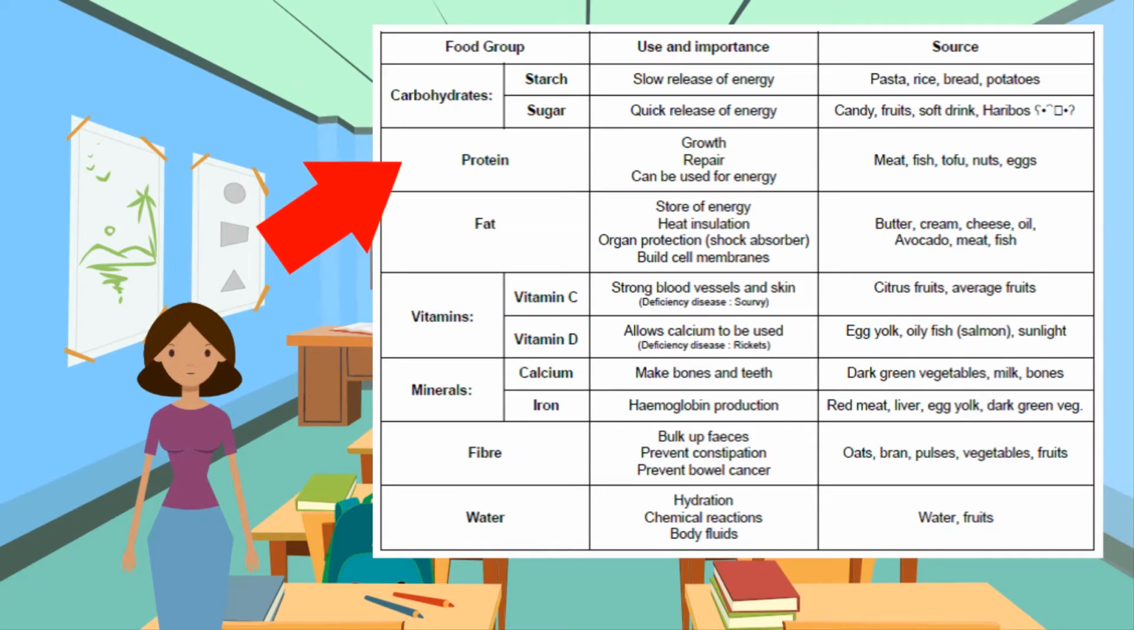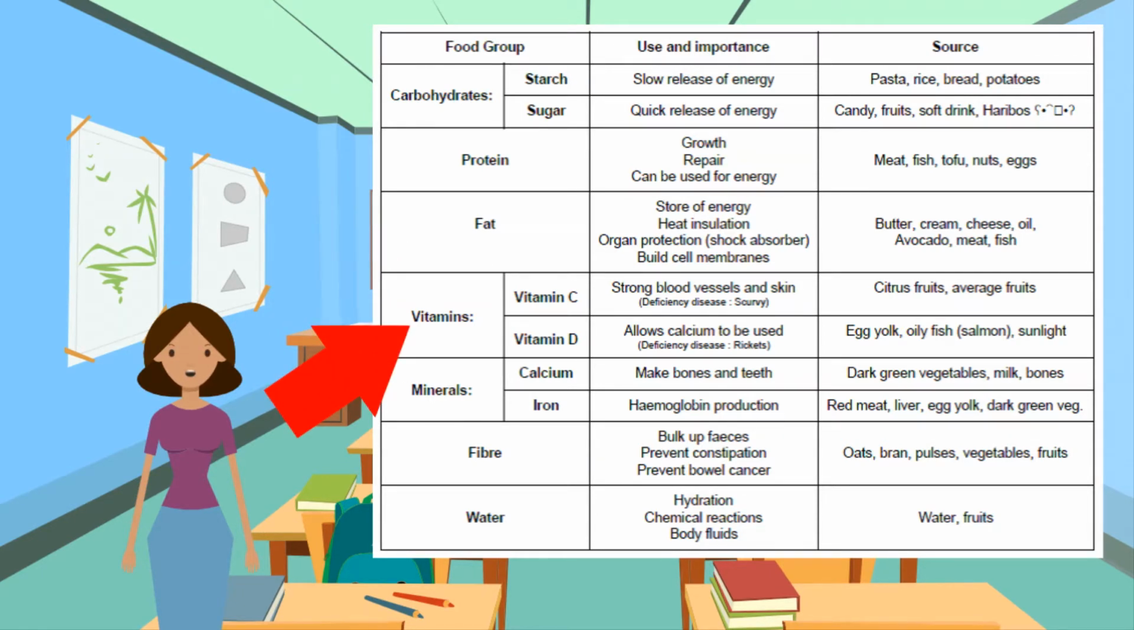Next, protein. Protein is used for growth, repair, and it can be used for energy. It is found in meat, fish, tofu, nuts, and eggs. Now, fats. Fat is used for a store of energy, heat insulation, organ protection, acting as a shock absorber, and to build cell membranes. It is found in butter, cream, cheese, oil, avocado, meat, and fish.